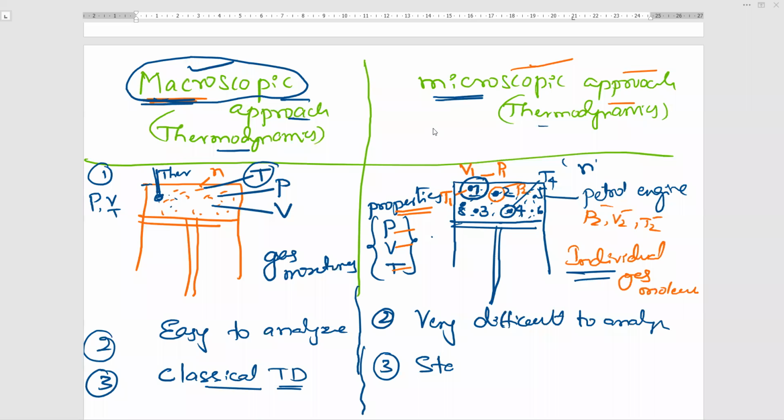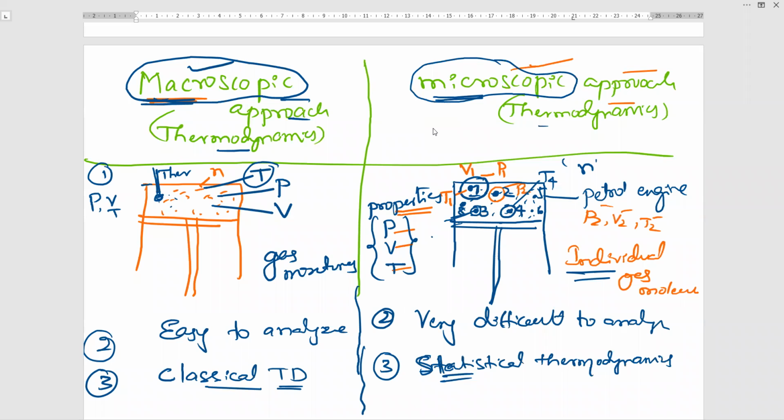The study of thermodynamics using the microscopic approach is called statistical thermodynamics. This will be very difficult to analyze, because we have to find where molecule 3 is, and the pressure, volume and temperature of molecule 3 only. Not only these three properties, we also need to measure mass, enthalpy, and so on. So it will be very difficult.